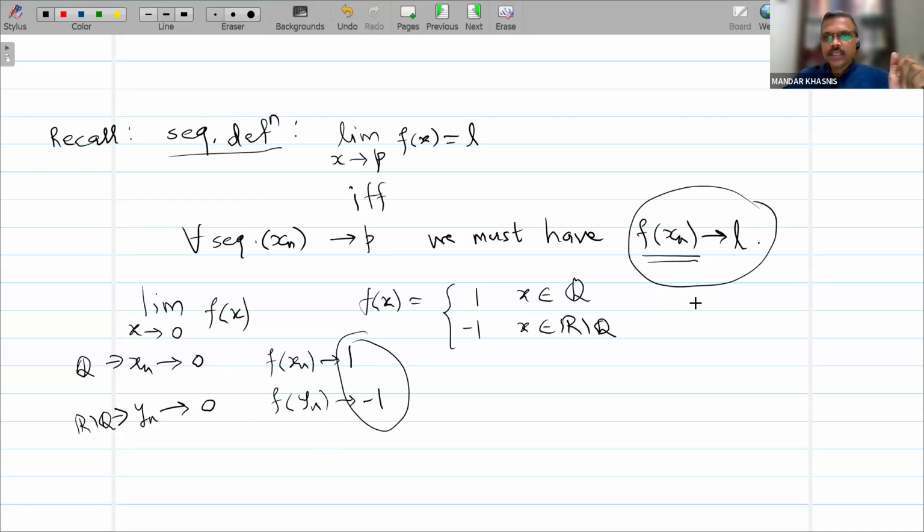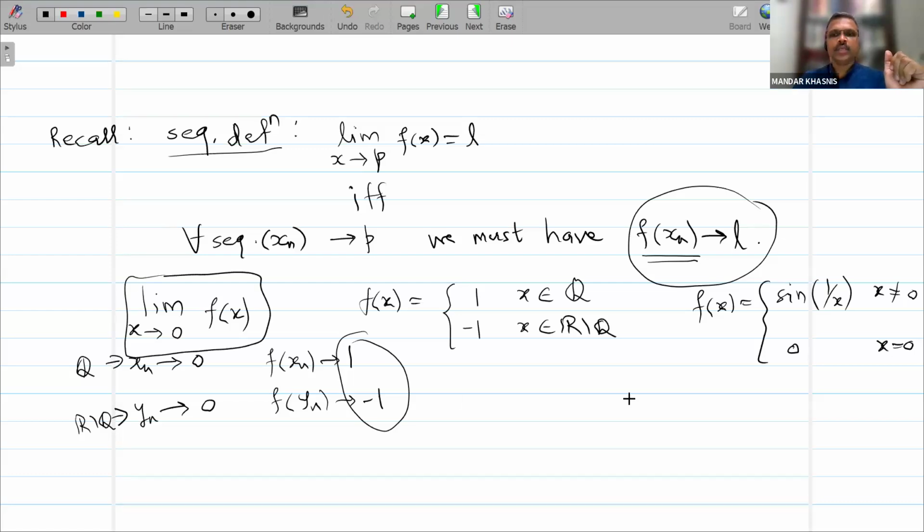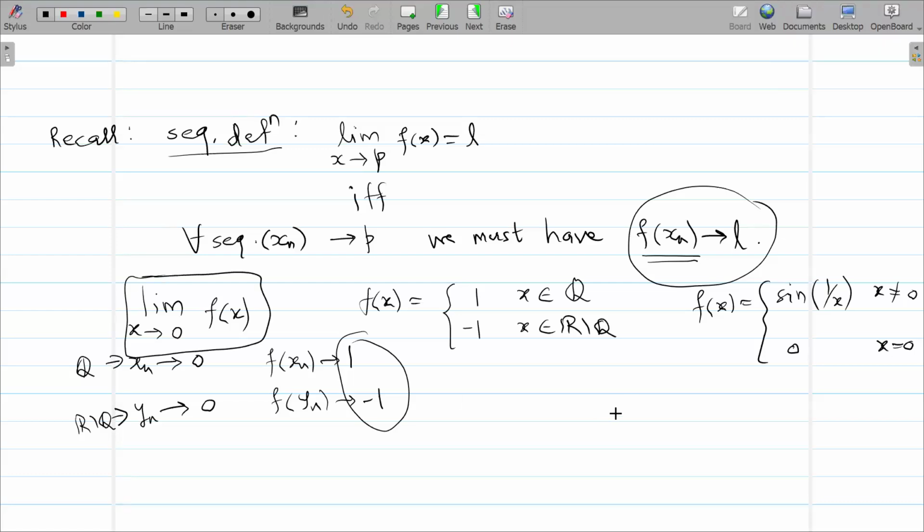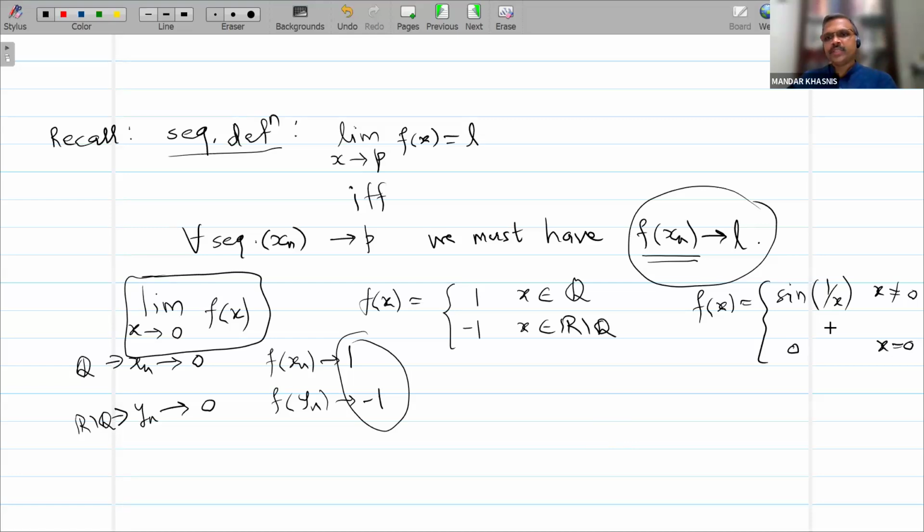Good. There is another interesting function which I'm sure you must have worked out. I just want to mention it. That is sine 1 by x whenever x is non-zero, and 0 when x is 0. I want to discuss the limit at 0. What do you think? Does not exist. Correct. And again, you have to pick up sequences to justify it doesn't exist.